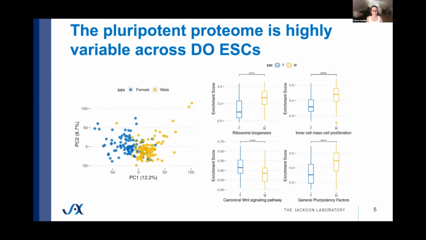And on the right, I'm showing you some gene set variation analyses where we can connect those sex differences to the pathway level, which shows up as females having less enrichment or less activity of general pluripotency factors, as well as inner cell mass cell proliferation, which is a GO biological process that summarizes one of the important pluripotency properties. And we also see a significant difference in ribosome biogenesis and translation between females and males. We also see females showing a higher activity of Wnt signaling, which is more in line with pushing these cells towards differentiation.